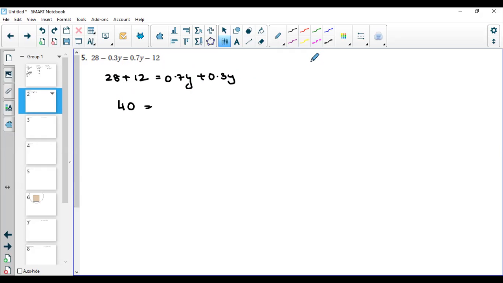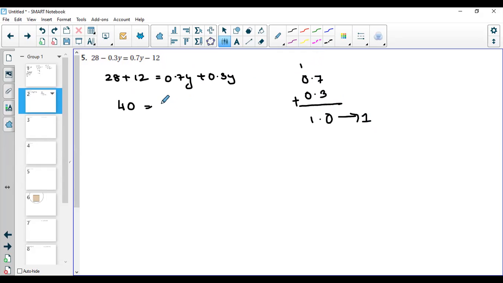0.7 plus 0.3. Now these are decimals. You need to be very careful when you are adding them. So line the decimals straight. 7 plus 3 is 10. So you carry 1 and decimal, decimal, decimal. So it's going to be a 1.0. 1.0 means it is a 1. We don't usually call it 1.0. It's 1. So here it's going to be 1y.